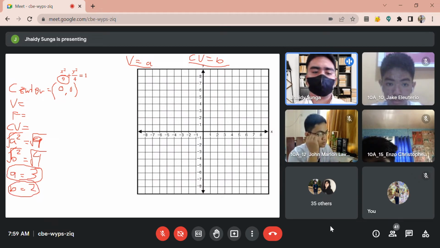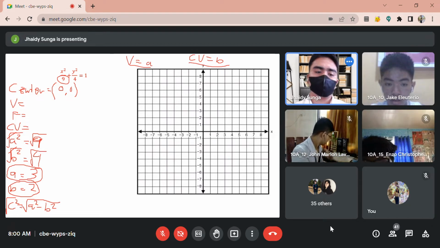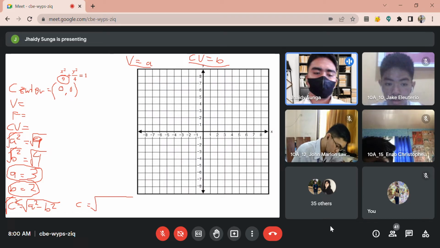So let's try to find the value of C. How are we going to find the value of C? It comes from the formula C squared is equal to A squared minus B squared. So in order for us to find the value of C, we're going to take the square root of both sides. We are going to cancel the square on C because of the radical sign. So you are going to have C is equal to the square root of A squared minus B squared.